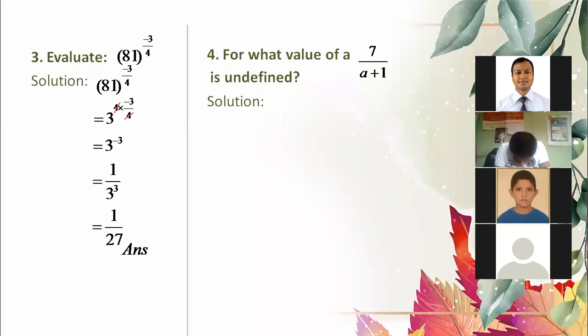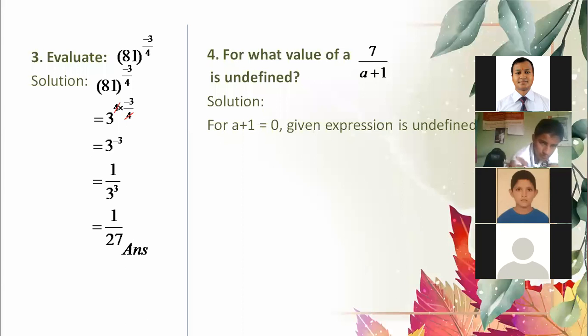So the process to calculate is a plus 1 is equal to 0, then the given expression is undefined. If this denominator is 0, then this expression will be undefined. It means 7 by 0 is undefined. If something is divided by 0, it is always undefined. If 0 is divided by something, it is 0 only. But if something is divided by 0, it is undefined.